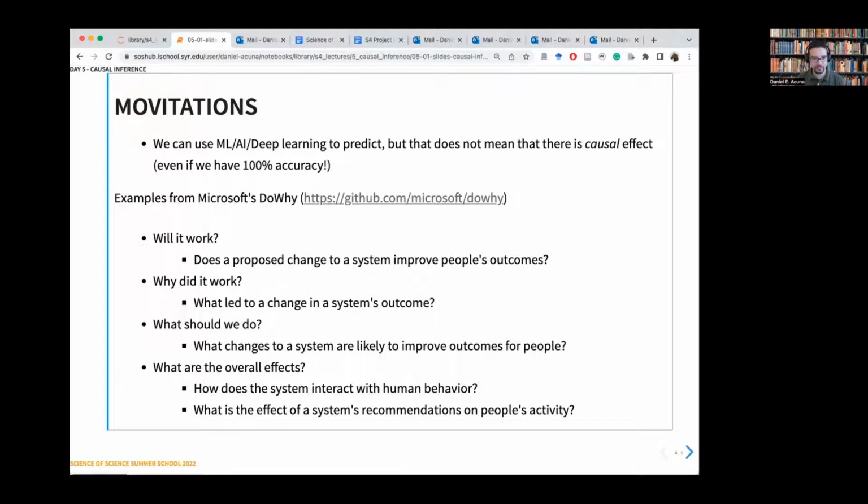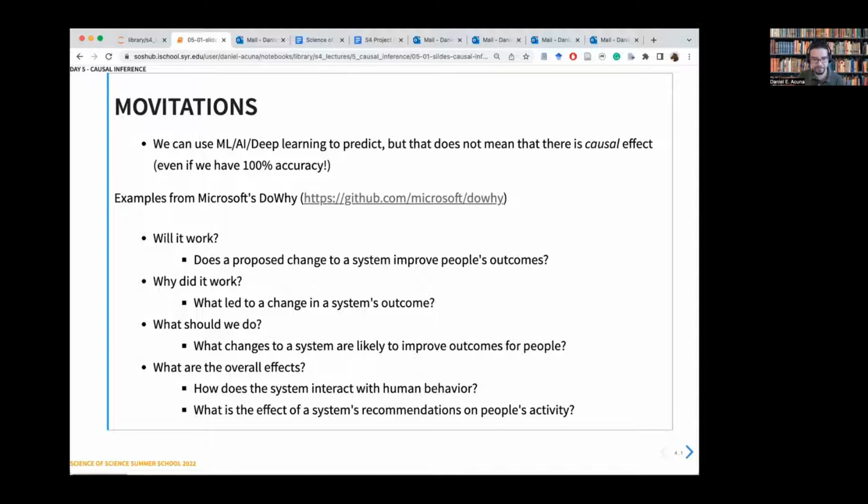Okay, so now, why do we want causal estimations? Well, because we want to know, let's say, if something will work. Does a change in the system improve people's outcomes or some outcome? So let's say if we're predicting citations and we use a factor related to the institution of the person to predict the citation. Well, does that mean if I move the person to another institution, let's say that has higher ranking or lower ranking, depending on the relationship we found, will that change the outcome, or it's just a prediction?